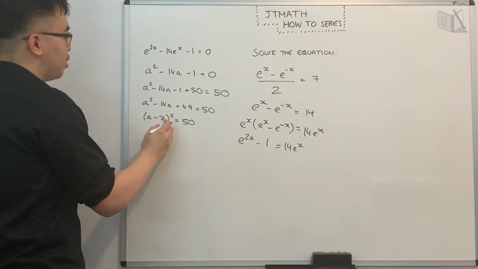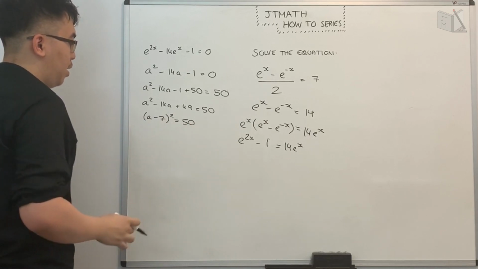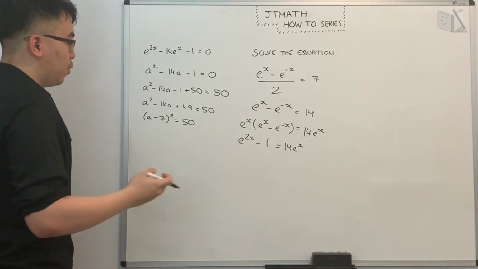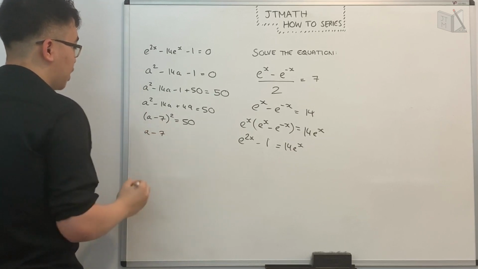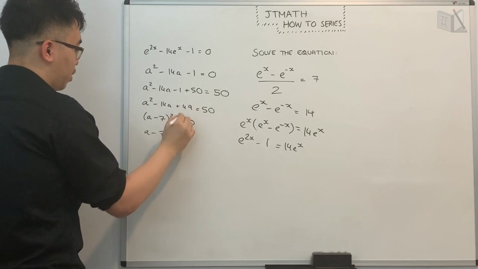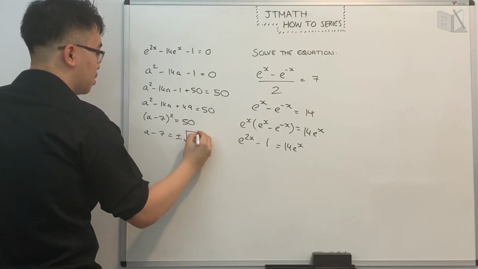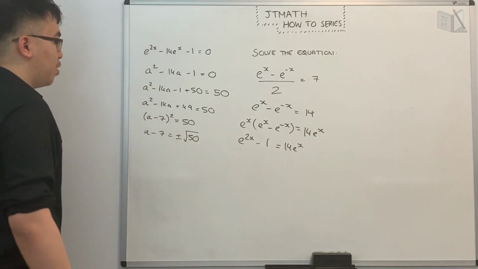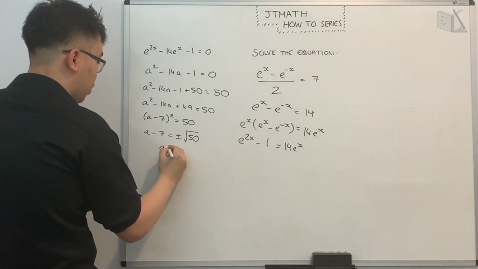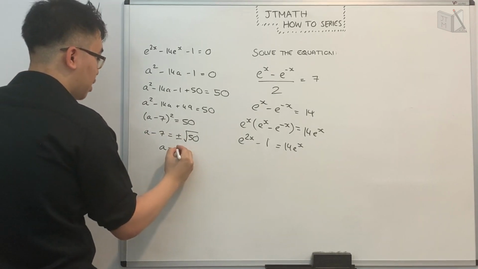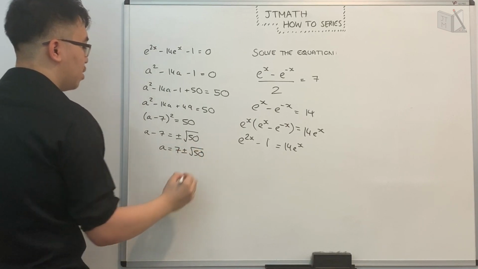So now that we've reached this point, the purpose of completing the square is so that if we've got (a − 7) all squared equals 50, then we must be able to square root this side and this side, and the equation will remain equal. So therefore we've got a − 7 because we've square rooted this and square rooted this. And then we've got plus or minus square root of 50. And now we want a on its own. So we move this minus 7 to the right side, have a = 7 ± √50.